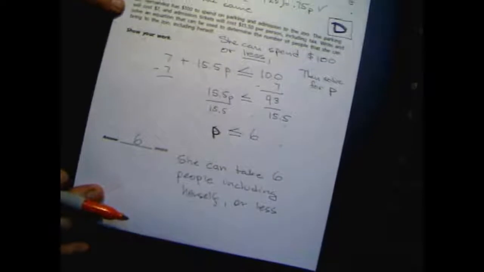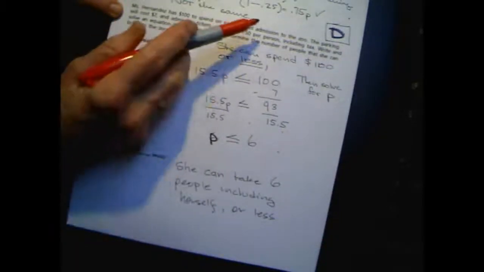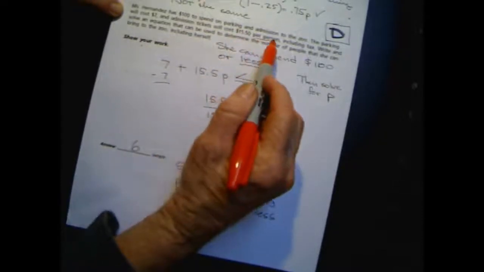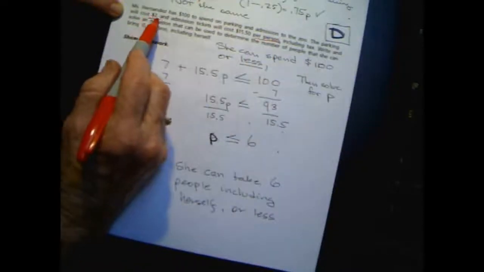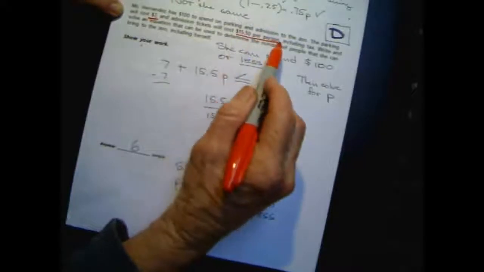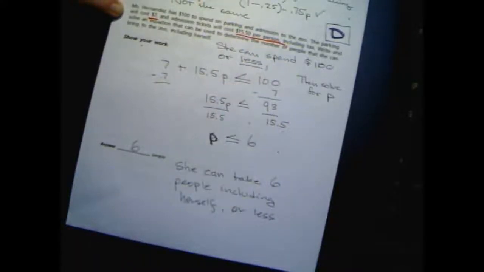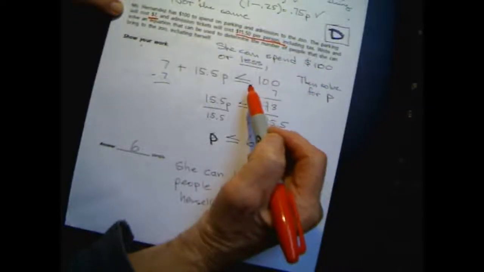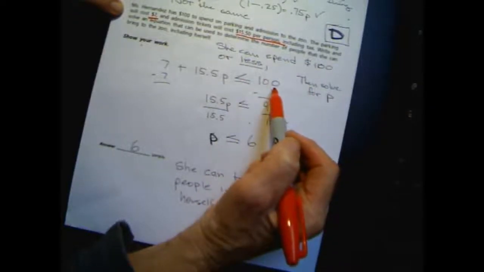Number 14. Ms. Hernandez has $100 to spend on parking and admission to the zoo. The parking will cost $7, and the admission costs $15.50 per person. So this is the fixed cost, $7, and this is the variable cost, depending on how many people she takes. She has $100, so she can spend $100, but she can't spend more than $100.